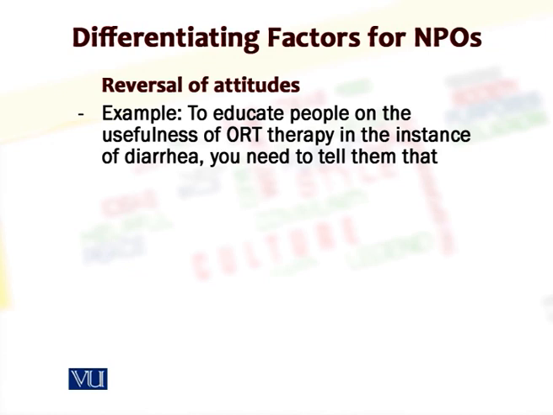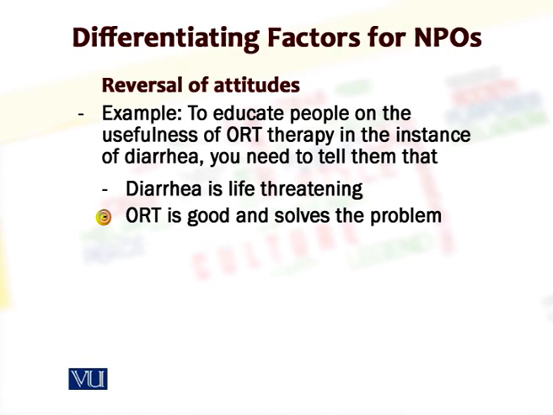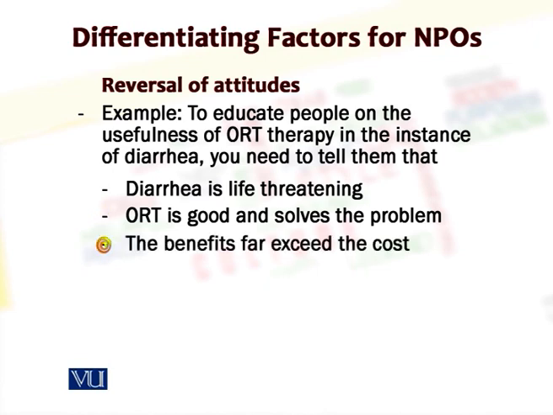If you were to work on a program of prevention of an ailment, which could be diarrhea, you first of all would like to educate your target audience about what diarrhea is all about. You have to educate them and convince them that diarrhea could be life-threatening. And in order to prevent this ailment, you have to take ORT, which is oral rehydration therapy. The ORT is something which is going to take care of this problem. It is good, it is effective. And you also have to educate them about the fact that in the absence of the ORT, diarrhea might cause death because it is life-threatening.